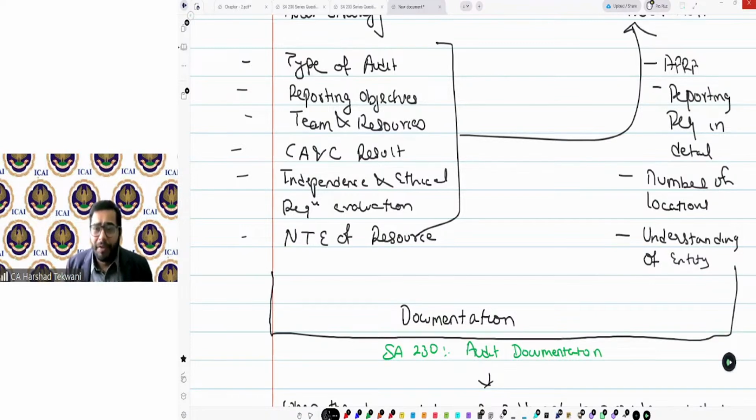Previously identified observations in case of recurring audit. If this is the second time audit, then what was the previous observation identified by us? If this is the first time audit, then what was the audit report issued by the previous year auditor?